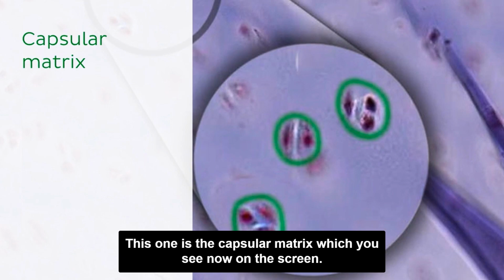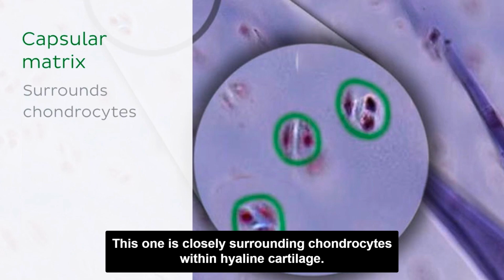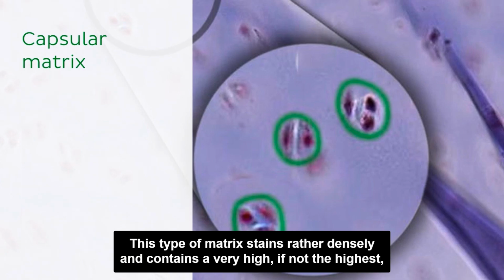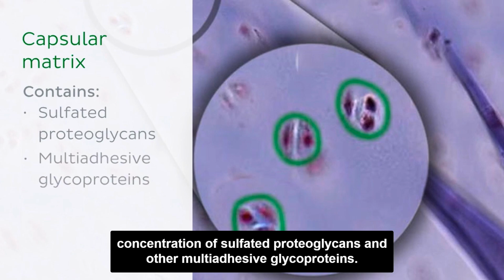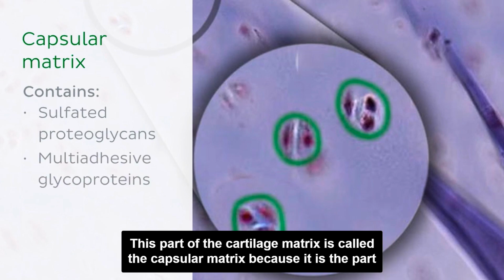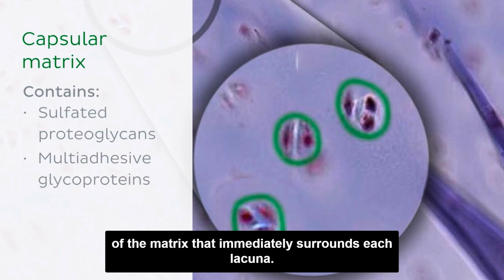This one is the capsular matrix, which you see now on the screen. This one is closely surrounding chondrocytes within hyaline cartilage. This type of matrix stains rather densely and contains a very high, if not the highest, concentration of sulfated proteoglycans and other multi-adhesive glycoproteins. This part of the cartilage matrix is called the capsular matrix because it is the part of the matrix that immediately surrounds each lacuna.